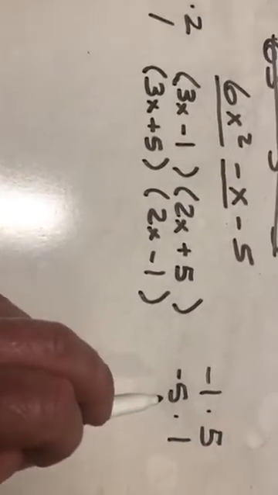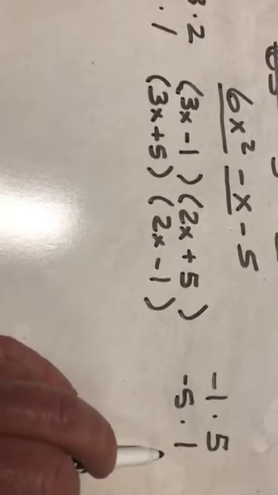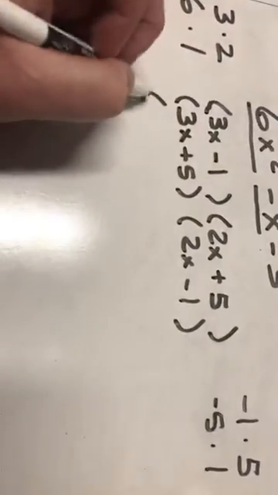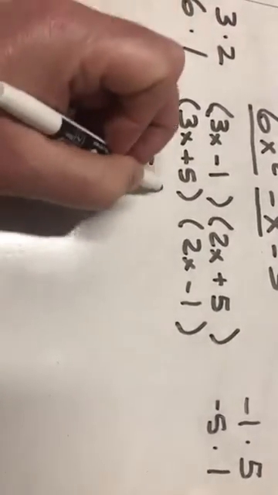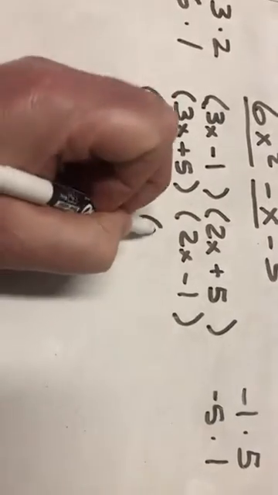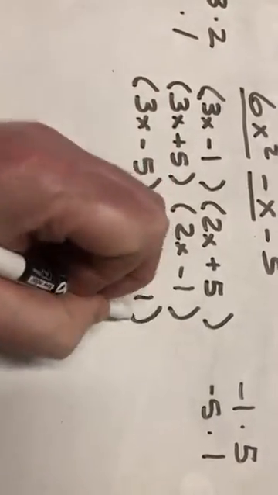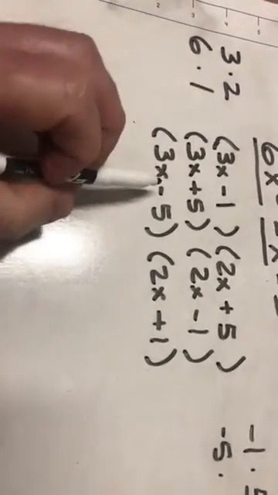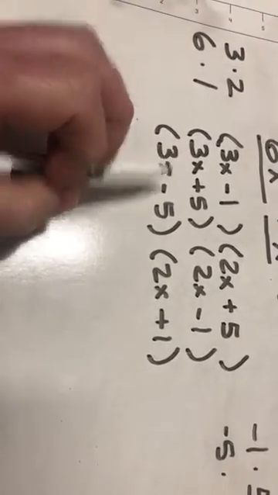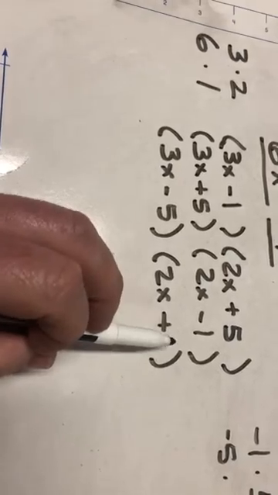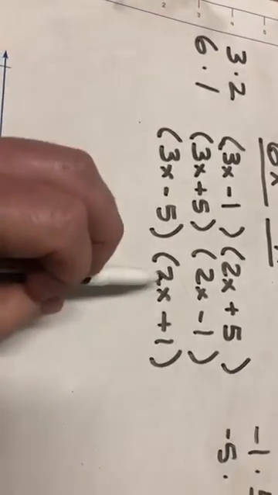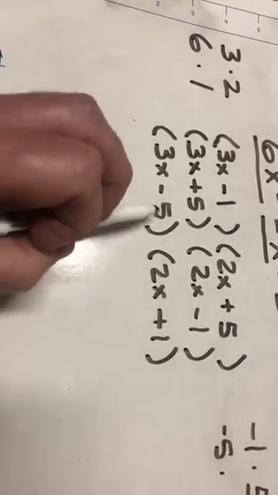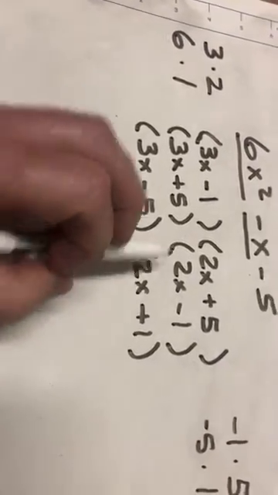So now I'm looking at, well, could I do negative 5 and 1? So I'm going to go 3x minus 5 and 2x plus 1. Okay, so let's give it a try. If I do the outer, 3x times 1 is a positive 3. Negative 5 times 2 is a negative 10. A positive 3 and a negative 10 gives me negative 7.